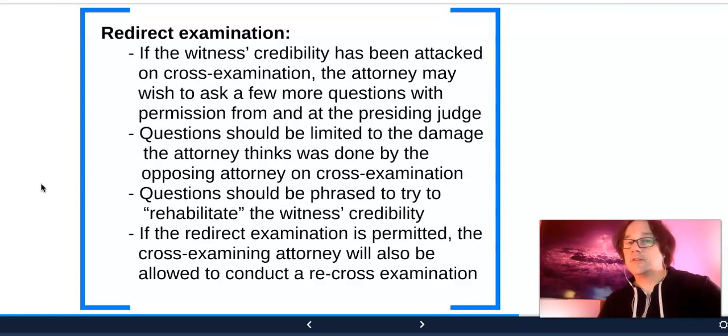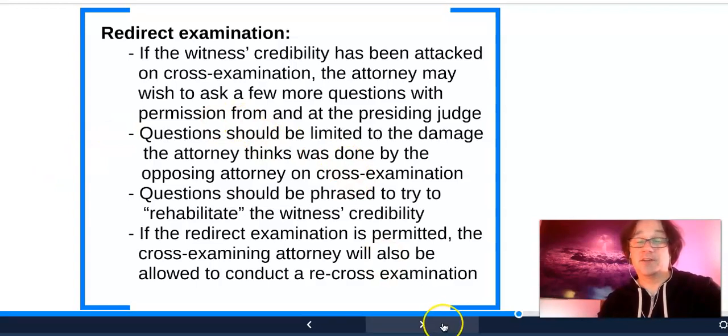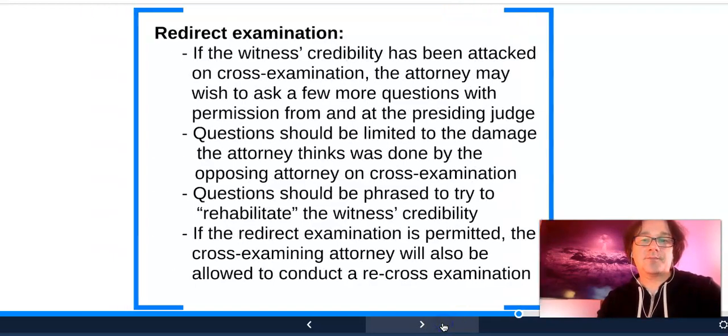well, then the opposing attorney gets another shot at damaging this person's credibility. So again, be careful with the redirect, because if you're allowed to redirect, then they're going to be allowed to cross-exam your witness.